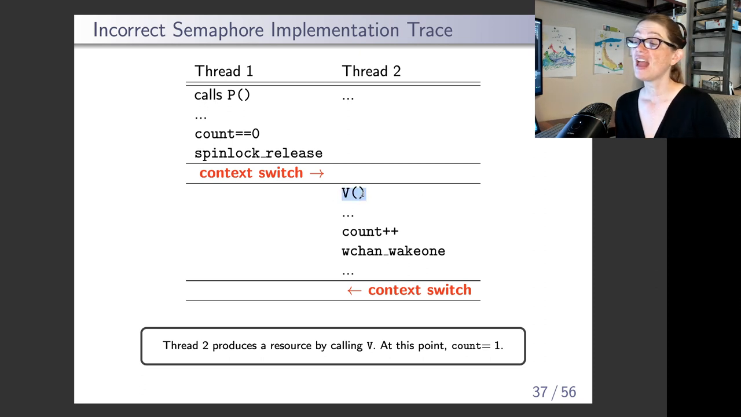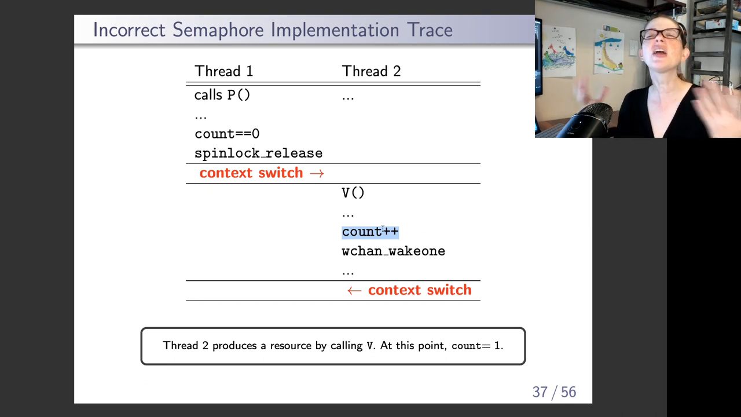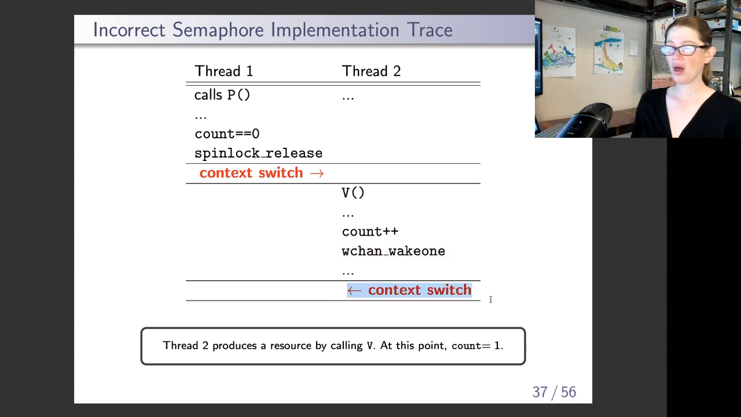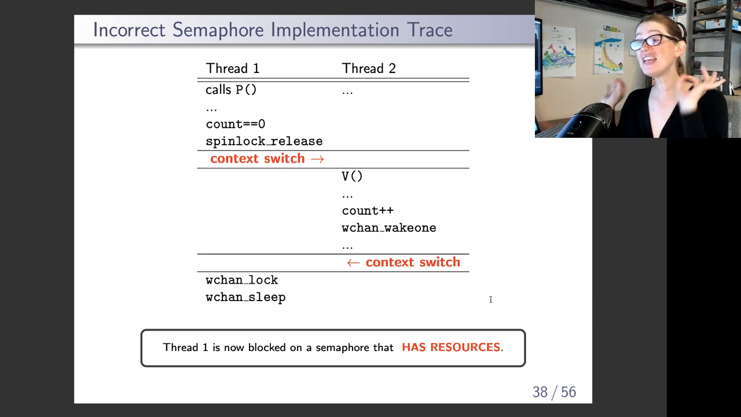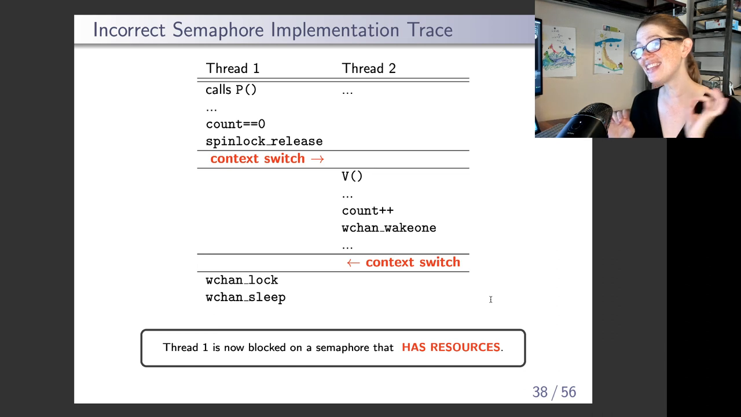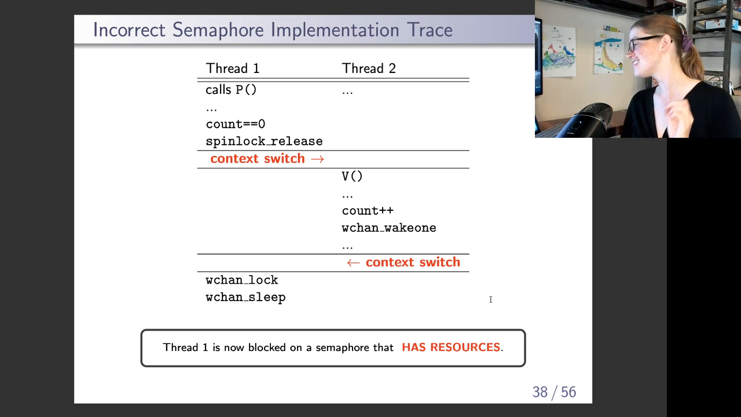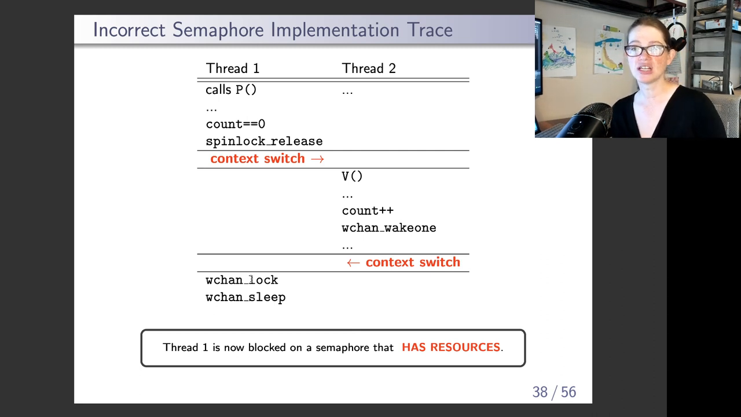So it calls V, and let's suppose that it increments the count. It's going to complete its execution of the V function. It increments the count to 1, and then it calls wake 1, releases the spin lock, and then it's done, so it does a context switch back to us. Now, keep in mind at this point, the number of resources in the semaphore that are available is 1. We return to thread 1. Thread 1 still believes that the number of resources the semaphore has is 0. And it continues from after the spin lock release, it calls WCHAN lock and WCHAN sleep.